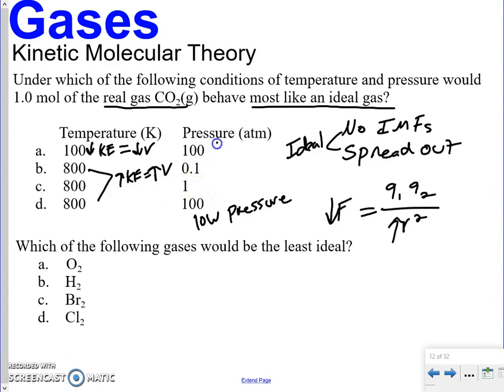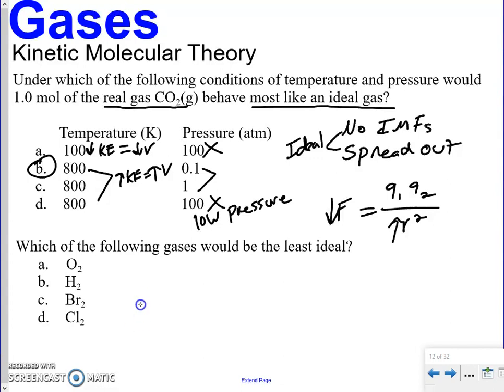So 100 ATMs, very, very high. So we can rule those two out automatically, which we've already ruled out A technically. So now we look at point 1 and 1. Well, which one's more ideal? The lowest one. So in technicalities, B is going to be our best answer here.